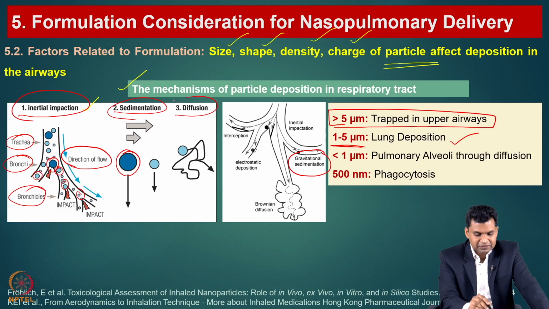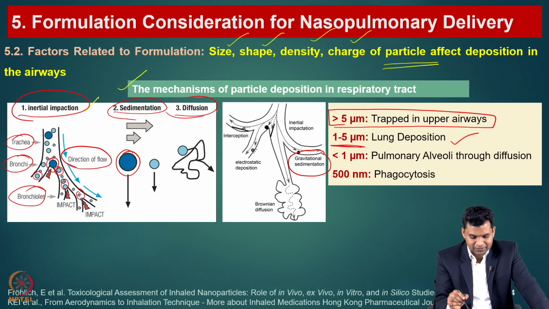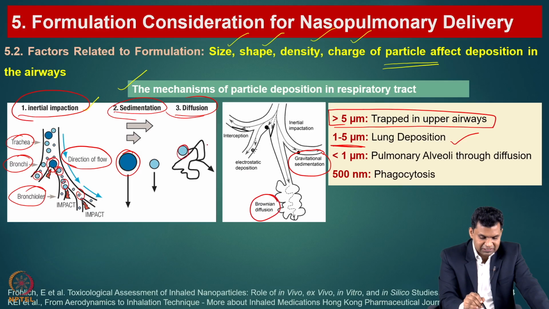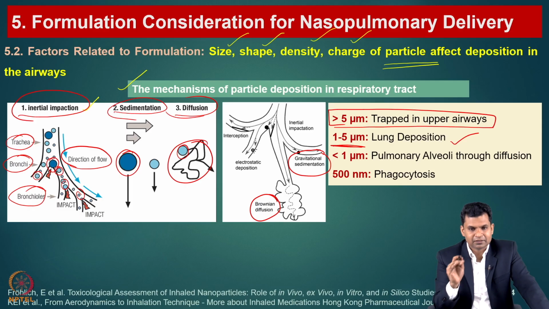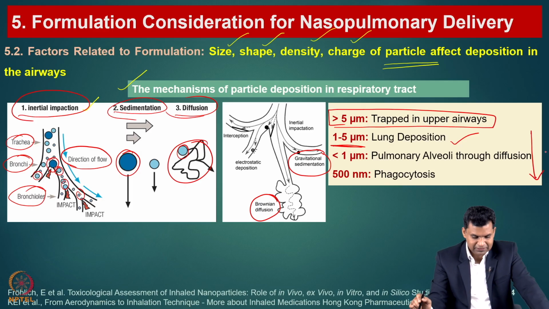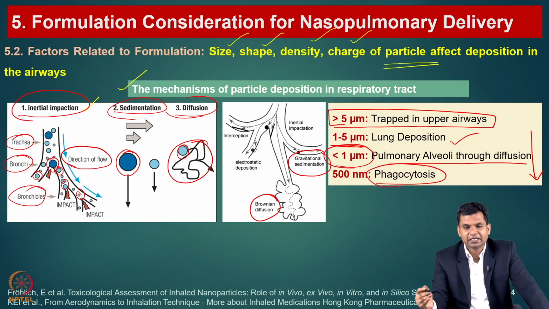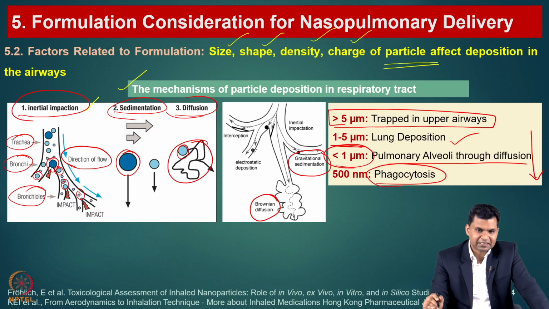And the third one is diffusion. Here, Brownian diffusion applies to very small particles, which enter into the deeper layers of the lung because of the very small particle size. You can see below 1 micrometer, they reach the pulmonary alveoli through diffusion, and if you use carriers, they may also involve other types of mechanisms.